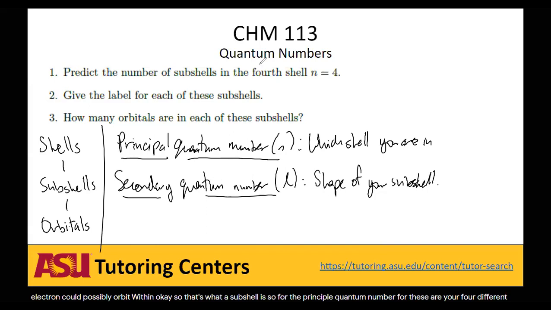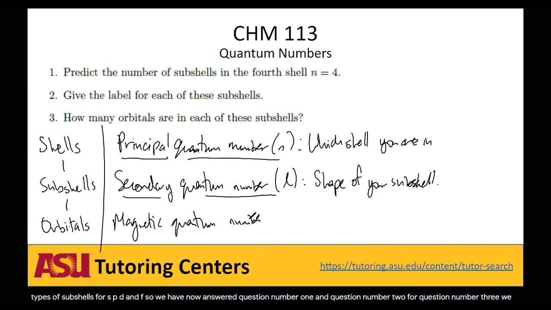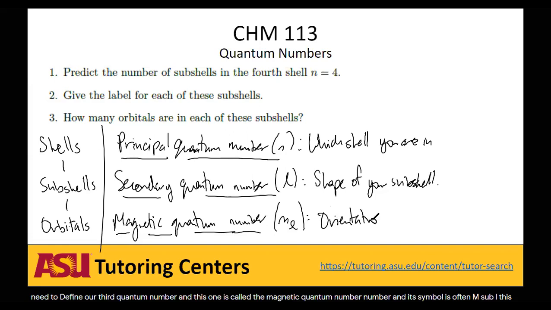For question number 3, we need to define our 3rd quantum number, and this one is called the magnetic quantum number. Its symbol is often M sub L. This one describes the orientation of each orbital in space. Okay, so we're getting more and more specific. So we had shells, and within those shells we have subshells. Within each subshell we now have orbitals.